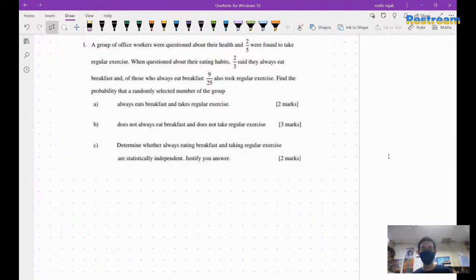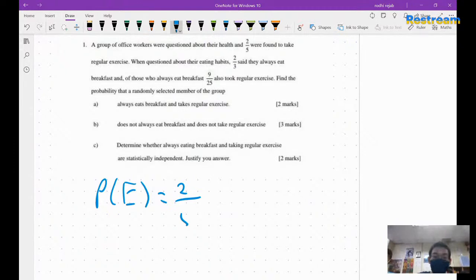Okay, so I'm going to explain this probability question about office workers. I'll make it simple and write down everything I have acquired from these sentences as information. So the probability for them to exercise, I'll denote by E, is 2 over 5. Then the probability to eat breakfast is 2 over 3. This is still understandable.